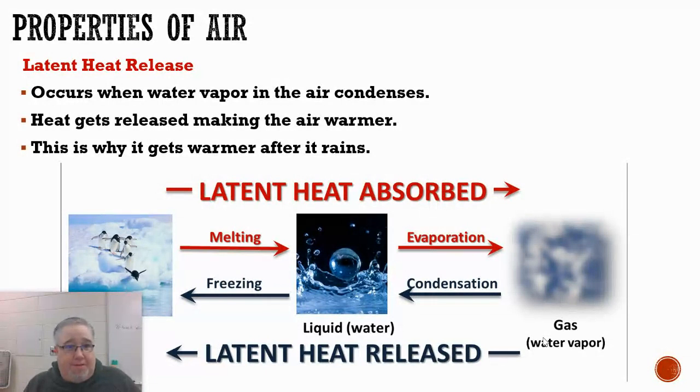All right, this is the big reason why, if you've ever noticed, especially in the summertime, it'll rain and then an hour later it's really, really warm and humid. That's because there's so much heat that gets released by this process. We call that latent heat. Okay, so make sure we know what latent heat is.